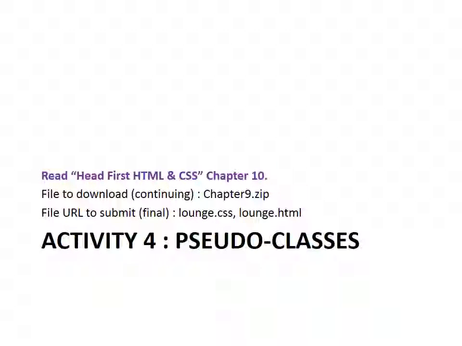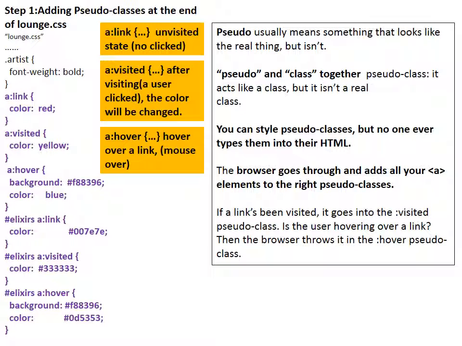In this activity, you will practice pseudo classes. Pseudo class usually means something that looks like the real thing but isn't. CSS class is a grouping you create to place elements in so you can style them together. Put pseudo and class together and you have a pseudo class. It acts like a class but it isn't a real class.